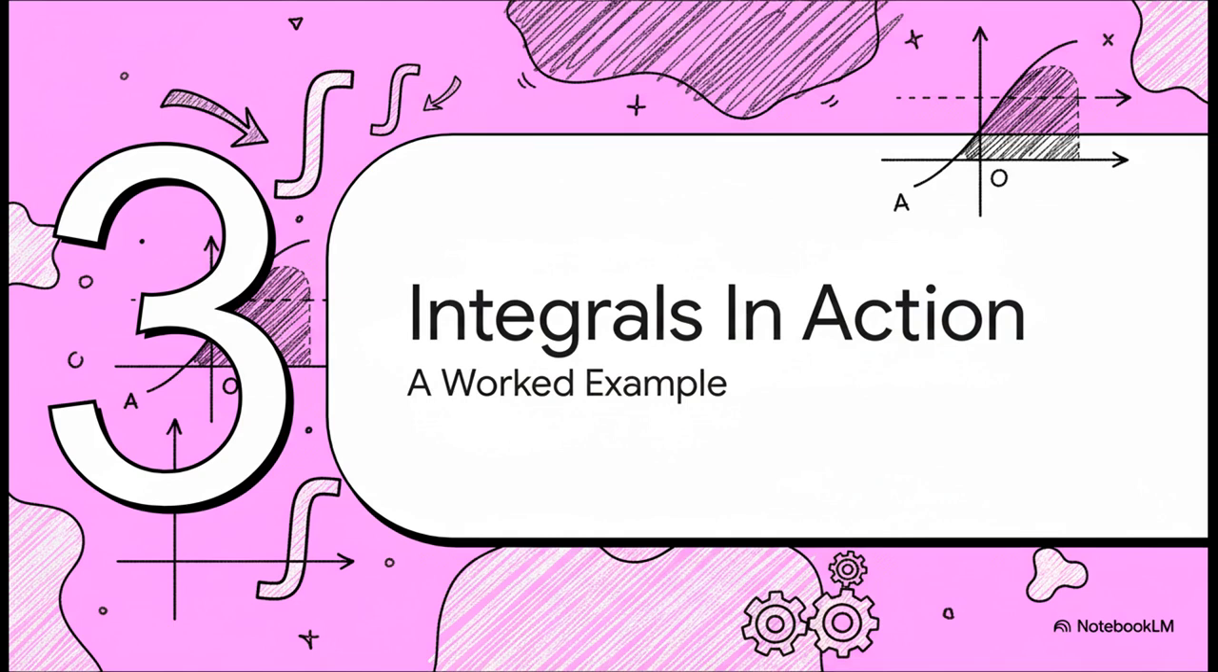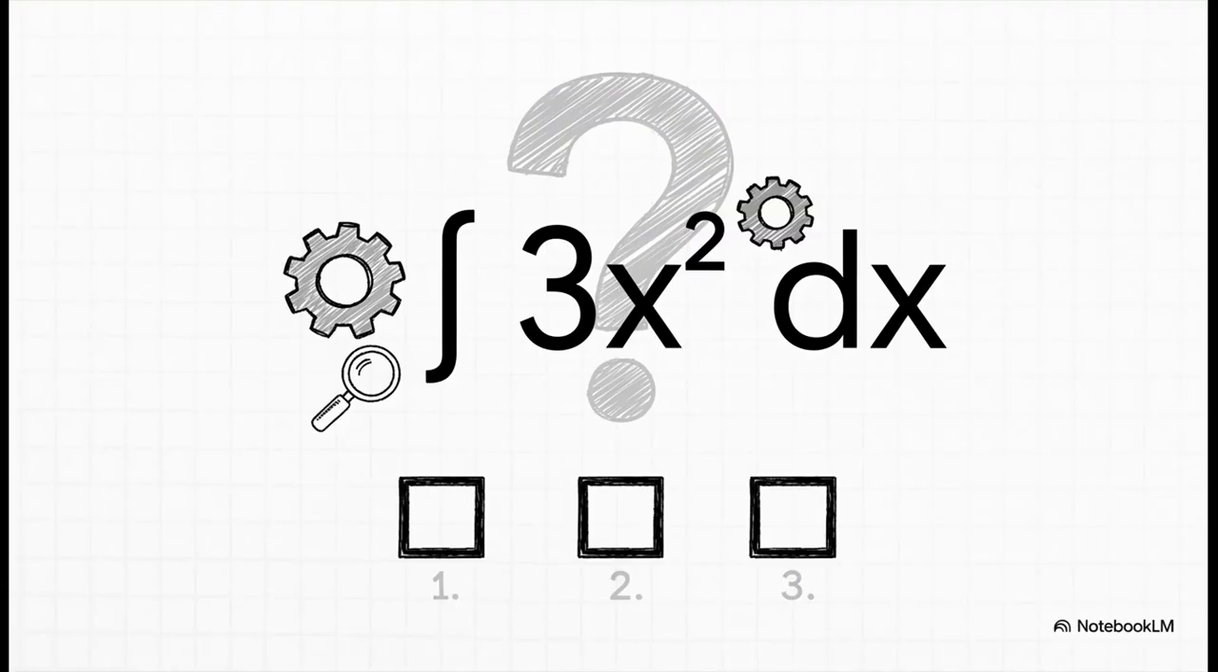Okay, enough talk. The best way to really get this stuff is to just do it. Let's put this rule to the test and actually solve a couple. You'll see how it all clicks into place. All right, let's start with our first example. We need to find the integral of 3x squared. Let's just walk through our 3 steps.